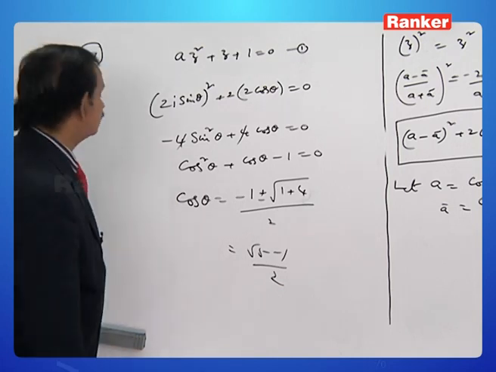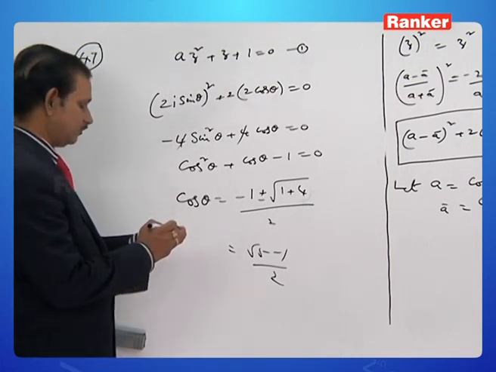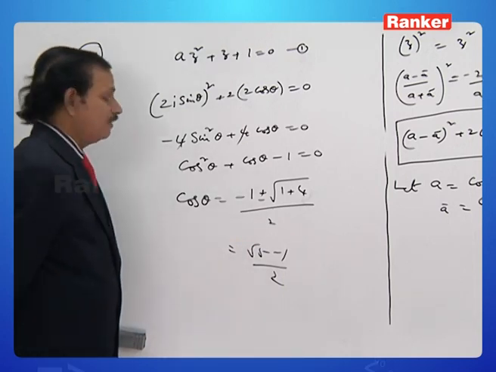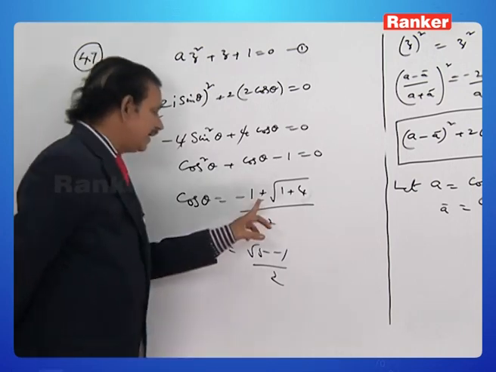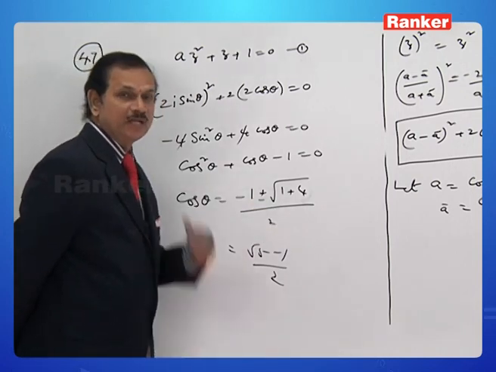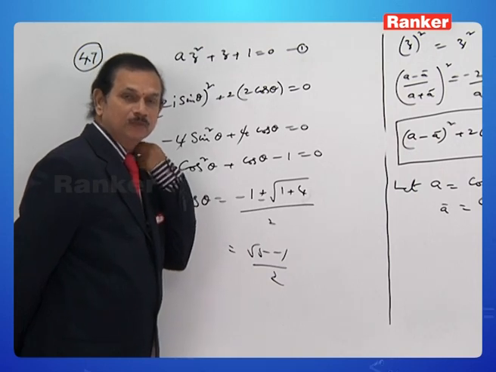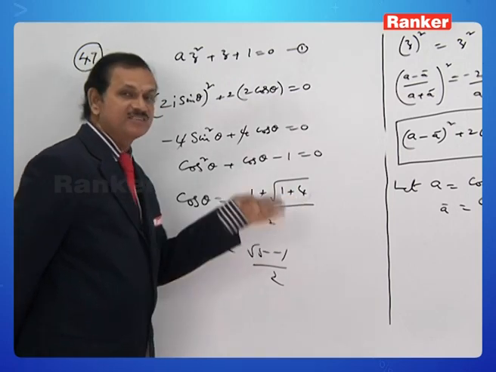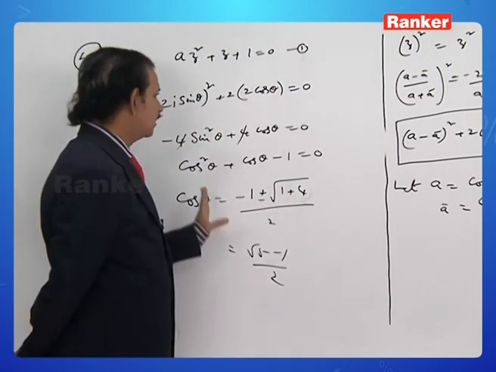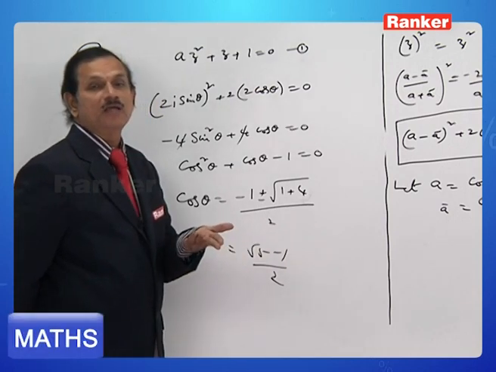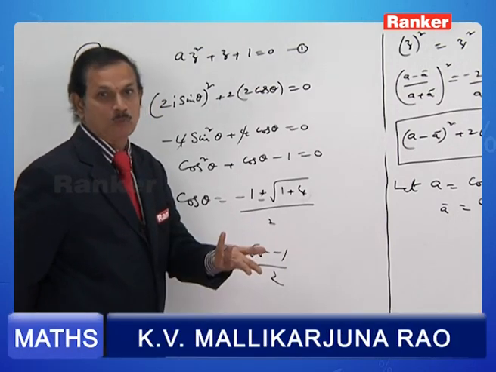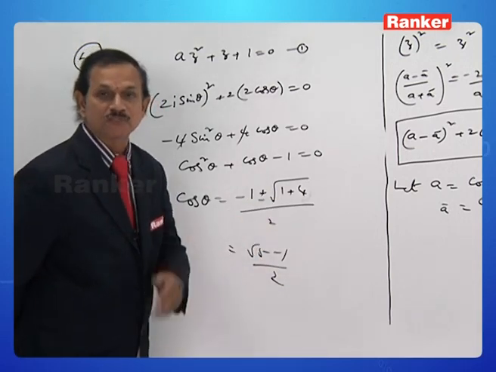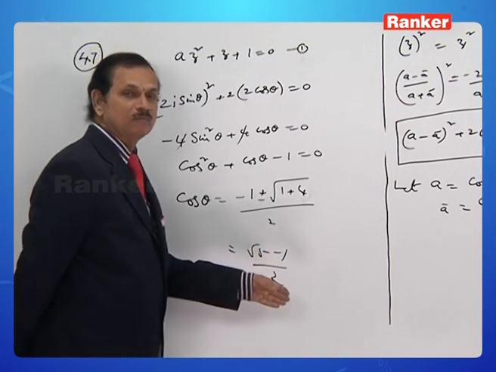That is root 5 minus 1 by 2, cos theta is equal to plus or minus, isn't it? I have taken only plus. Why? Because if you take the minus sign here, minus 1 minus root 5, root 5 is greater than 2, its absolute value by 2 will be more than 1. Cos theta cannot have its absolute value more than 1. Therefore, minus 1 minus root 5 is not possible. That is why I have taken root 5 minus 1 by 2.